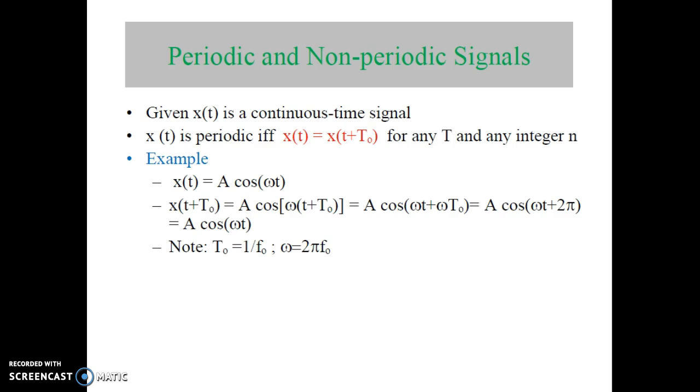The next types of signals are periodic and non-periodic signals. Let us first understand the periodic signal. Consider x of t a continuous time signal. x of t is periodic if and only if x of t equal to x of t plus t0 for any value of t and any integer n. If this condition is satisfied, then x of t is said to be a periodic signal.